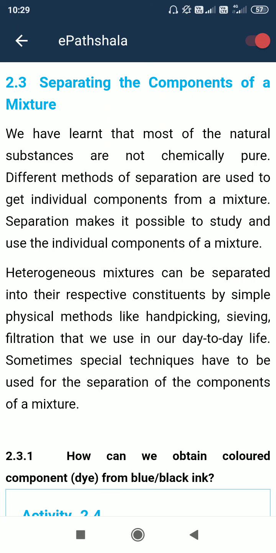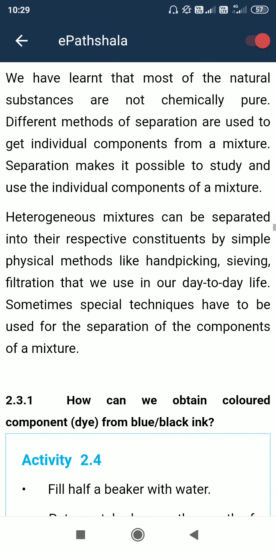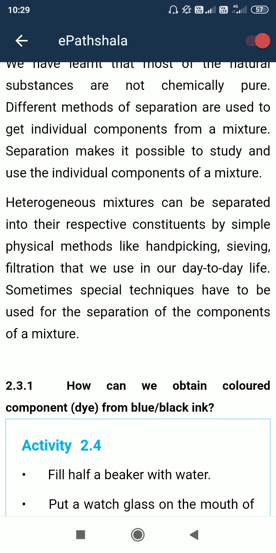So, separating the components of a mixture. Most of the natural substances are not chemically pure. We have seen that in the earlier classes, that most of the compounds are present in mixture form. So if we need one compound separately, like NaCl, sodium chloride, whatever we eat as table salt, that is not pure in nature. So we have used some techniques to separate or make that pure.